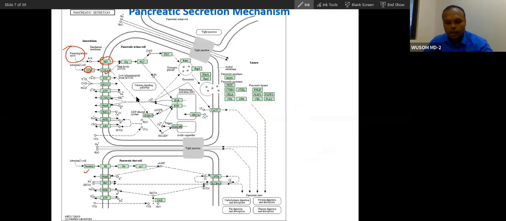So cholecystokinin is for secretion of enzymes, and secretin is to secrete bicarbonate and chloride. This is the function, and all will act through G protein coupled receptors. This is also a G protein coupled receptor, this is also a G protein coupled receptor, and secretin is also a G protein coupled receptor.